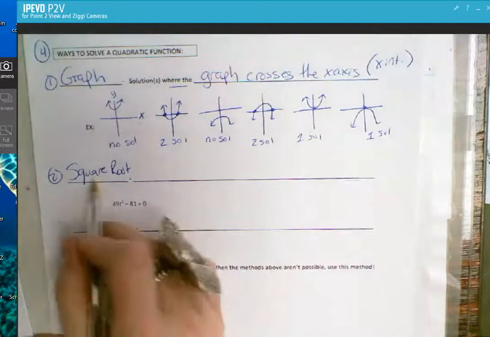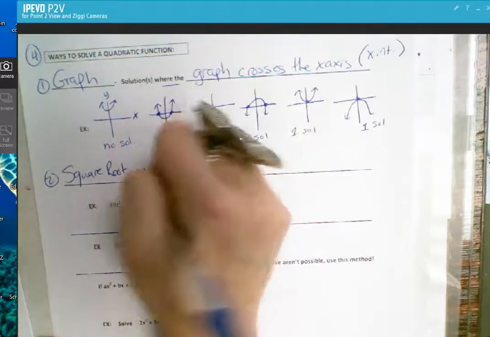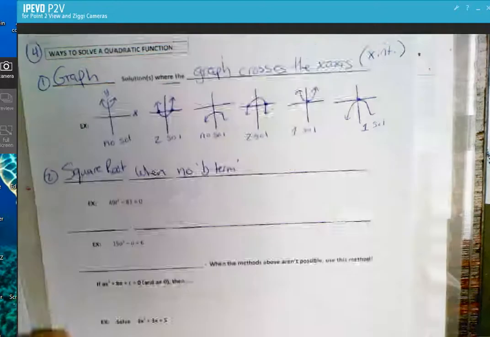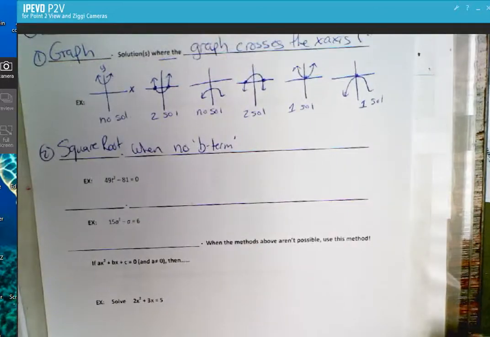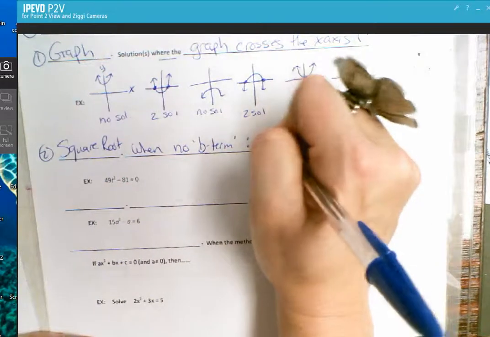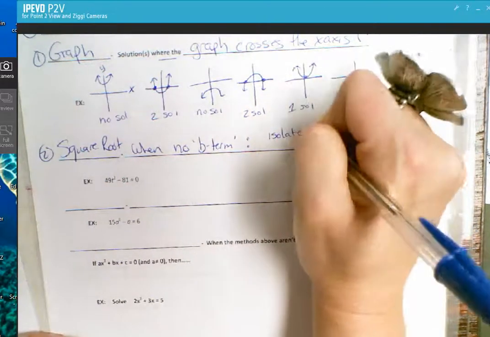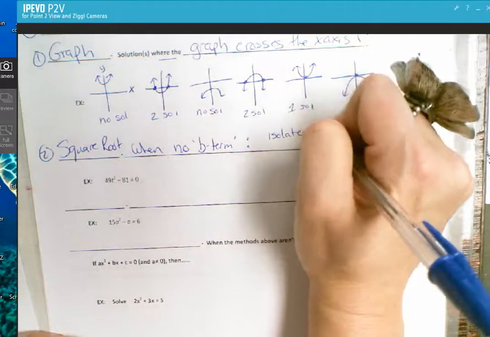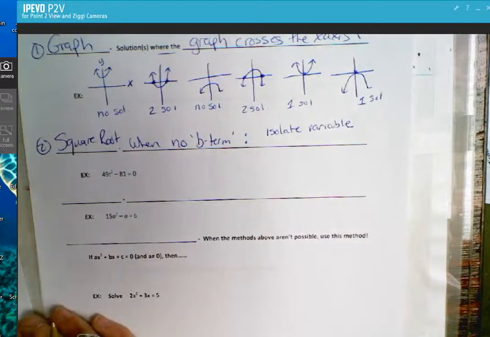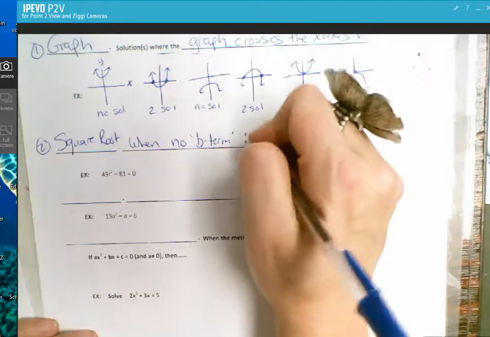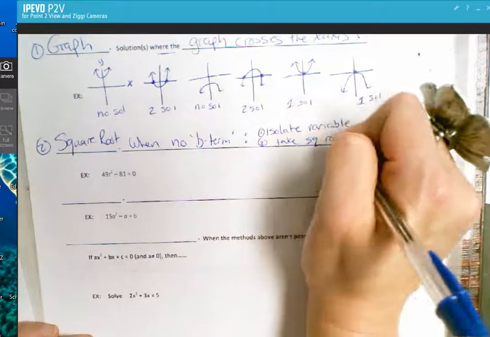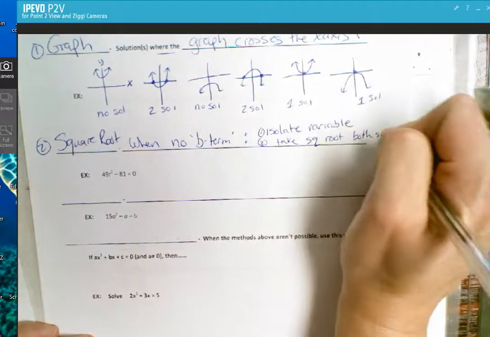You use the square root method when there is no b term. When there is not a variable term, it's only a square and a constant. The steps are to isolate the variable. That means get the variable by itself as much as you can. Get it as naked as you can on one side. And then take the square root of both sides.